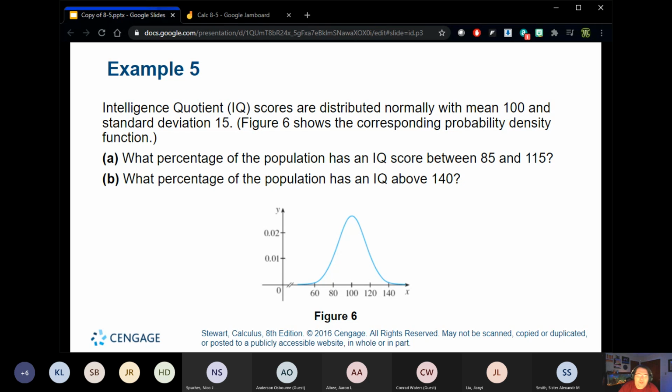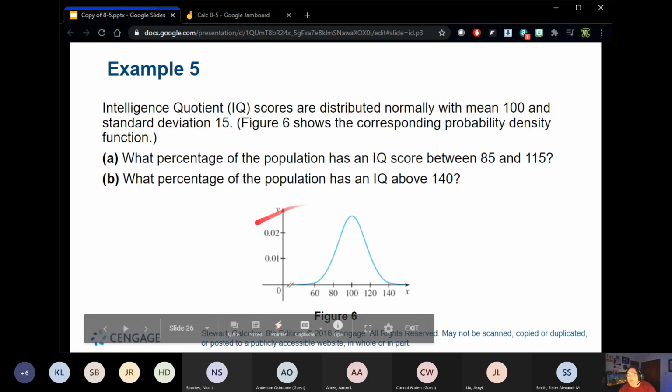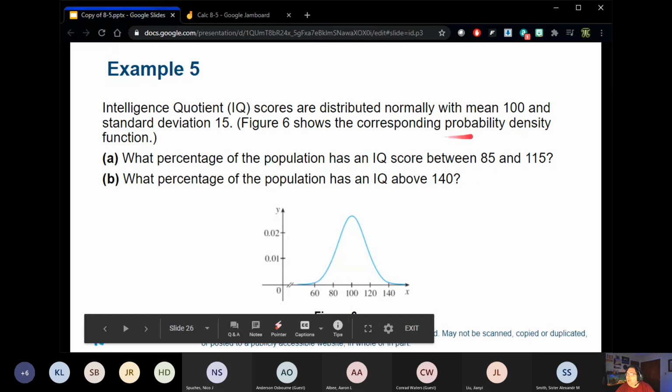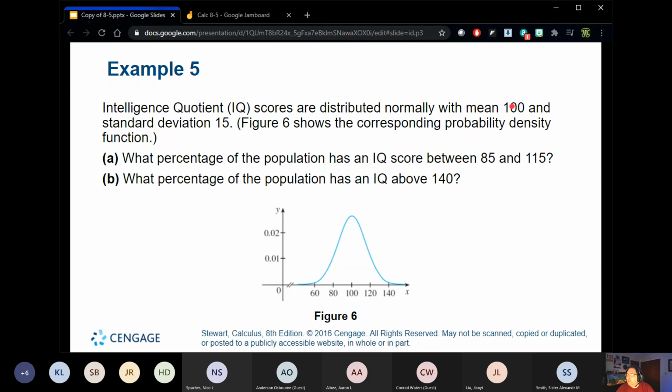All right, so we want to find the percentage of the population that has an IQ score between 85 and 115. So we know our mean is 100, and they're giving me my standard deviation as 15. So in essence, we're looking for one standard deviation around the curve. Now, one standard deviation based on the rules should be about 68%.